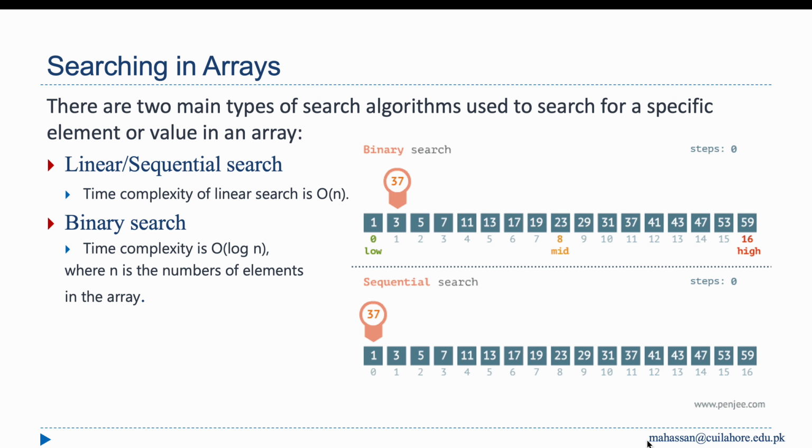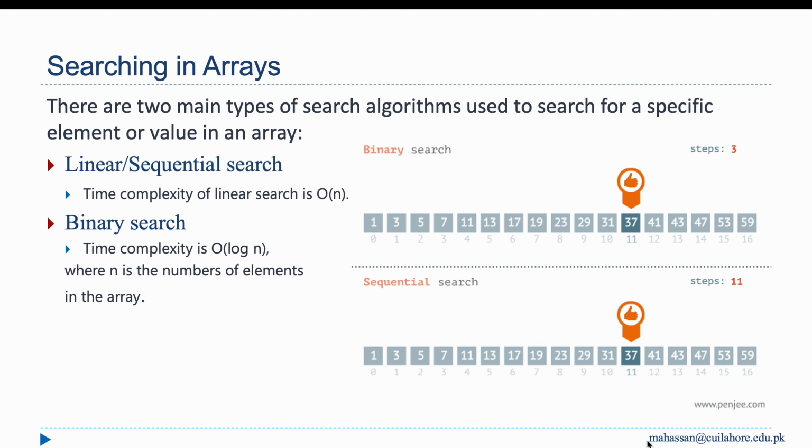In conclusion, searching in arrays is an essential operation in computer science and is used in many applications. Linear search and binary search are two commonly used algorithms for searching in arrays. The choice of algorithm depends on the size of the array and whether the array is sorted or not.